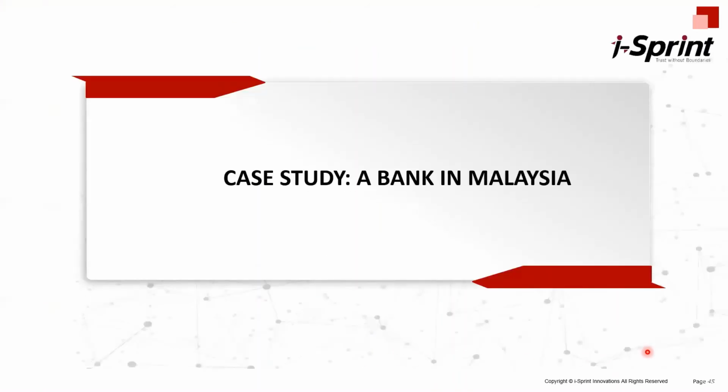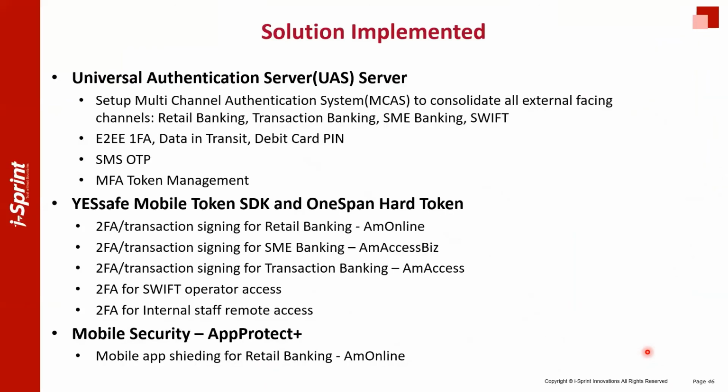Okay, so just to show a case study in one of our major customers in Malaysia, all these solutions have been successfully implemented. So we have our UAS server implemented in the bank, and then using a mobile token from YesSafe embedded into the mobile application, and then also have a hard token from OneSpan. So we are vendor agnostic. And then also we have implemented the App Protect Plus for the RASP solution for the mobile app shielding for their retail banking. So over here, M Online, M Access Biz, so you will know what bank this is already.